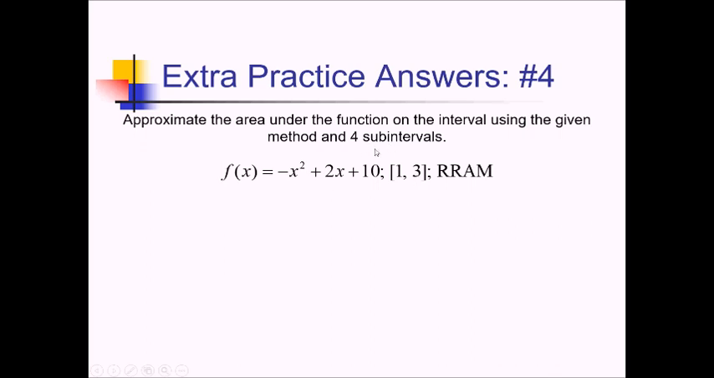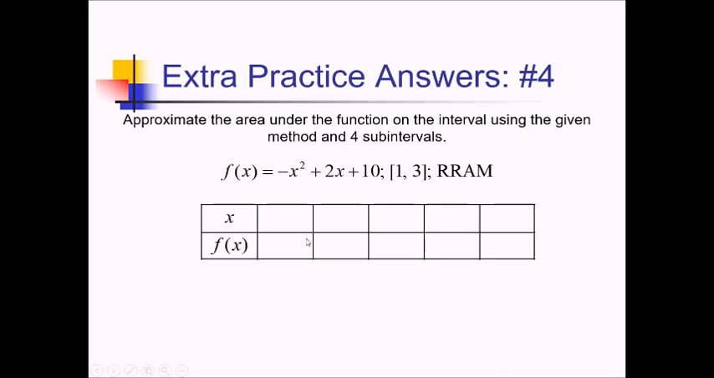For this one, I'm trying to figure out the area under this parabola over the interval from 1 to 3 with 4 subintervals using RRAM. All right, well, let's start by making a table. So since I'm using RRAM or LRAM, both of them are going to require the outer endpoints for each of the rectangles. So we're starting with the x value 1, the left endpoint of the first rectangle. And if I have 4 subintervals over this distance of 2 for the whole interval, that means each subinterval must have a distance of 0.5 if these are equal length, which we're assuming they are. So that means after 1, the next endpoint is 1.5, followed by 2, 2.5, and finally 3.